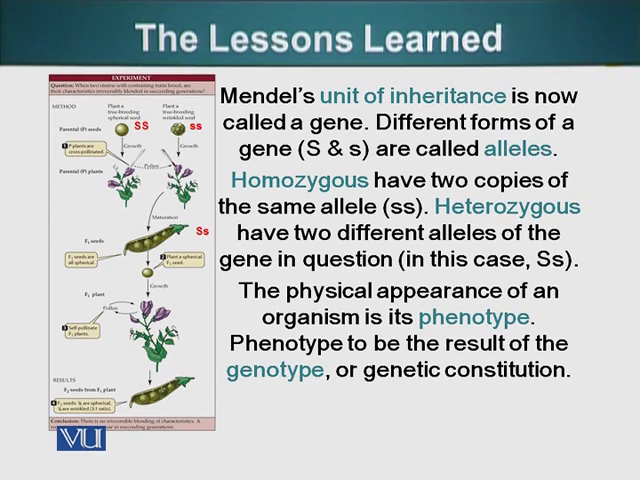Also, I would like to point out that different forms of the same gene are referred to as alleles. So capital S and small s in the F1 plant are 2 alleles. They are different from each other in this case. They could be similar or different. Also, since F1 plants have capital S and small s, the phenotype, their appearance, is spherical seeds.